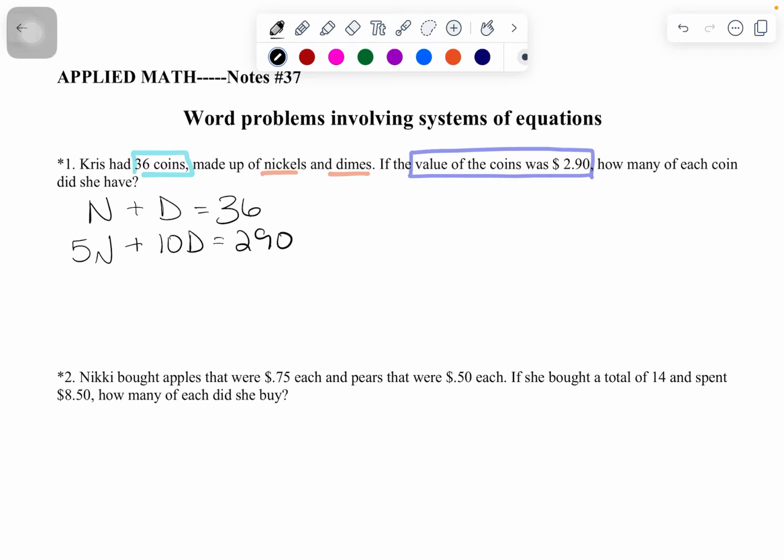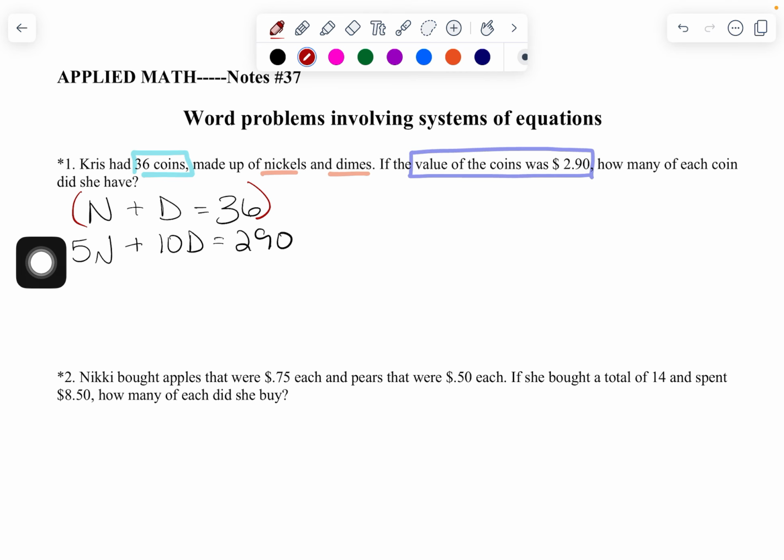Now, we've talked about how these problems are pretty much always going to be the little asterisk problem, a calculator problem. So what I want to do now is solve this system. How am I going to solve it? I'm either going to set it up to eliminate N or eliminate D. Does it matter which one? Absolutely not. But I'm going to take this top equation and say I want to eliminate N.